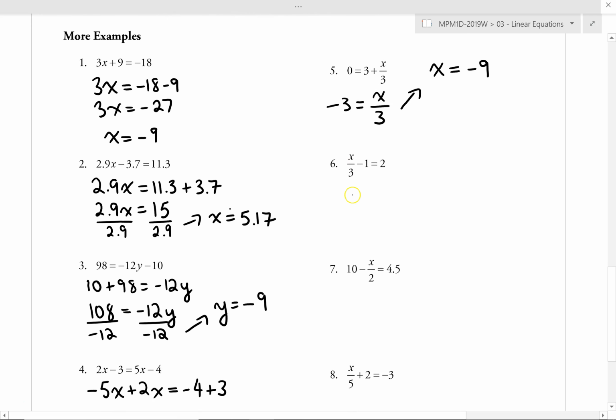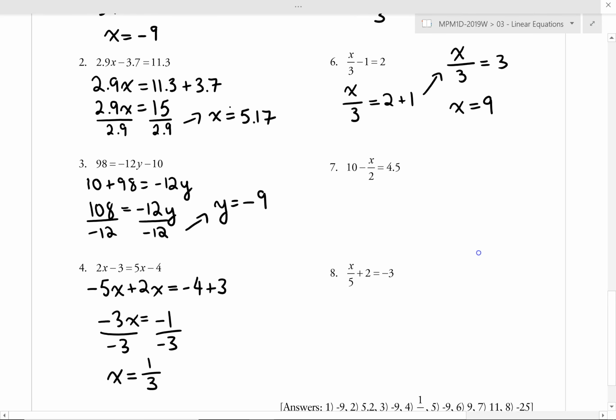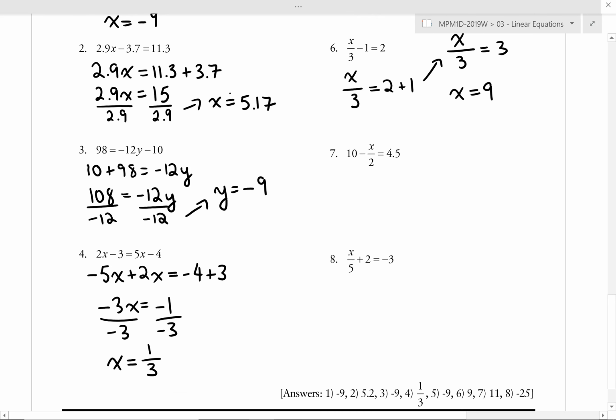Okay, number 6, x over 3. This time we'll move the minus 1 over, so we're going to have 2 plus 1. So we get x over 3 equals 3. And multiplying by 3, x equals 9. Hopefully you're getting the pattern here. This is getting repetitive. A lot of these are pretty similar. So we'll just fly through the rest of them.